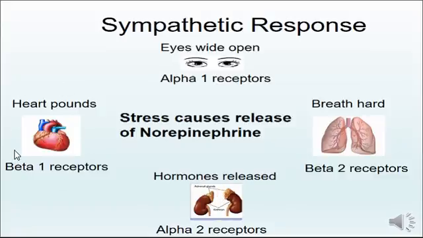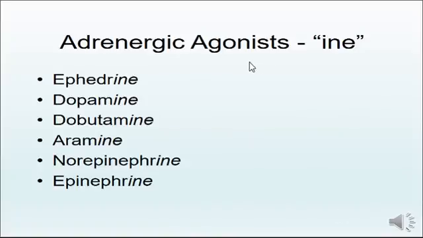Beta 1, not just with the heart rate, but it also breaks down fat for energy. And on your beta 2, on top of the lungs, dilating the bronchi, it breaks down glycogen and relaxes the uterine muscle. A lot of the adrenergic agonists, the ones that prompt it along, end in that "ene": dopamine, dobutamine, aramine.